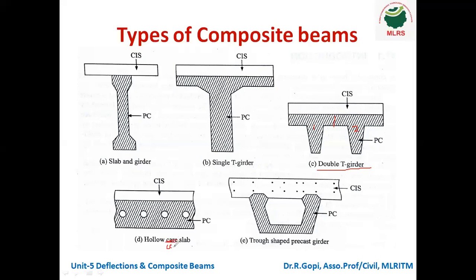Next, hollow core slab, spelled CORE. They mentioned care, which is wrong. Hollow core is a very economical slab. Students, you know that the most economical section is the I section. So in the case of slabs, we are providing holes in the middle of the slab. This is the thickness of the prestressed concrete slab. Providing holes means it behaves like the I section.